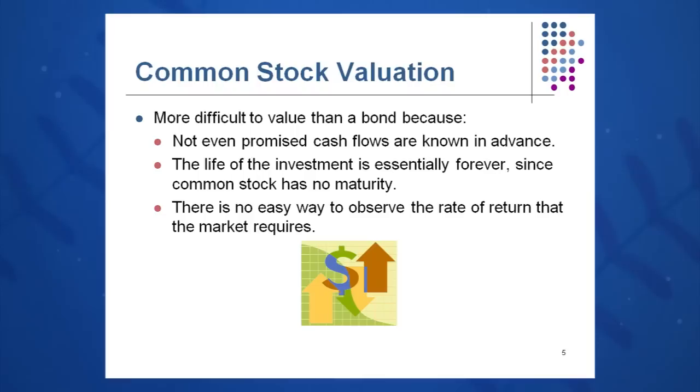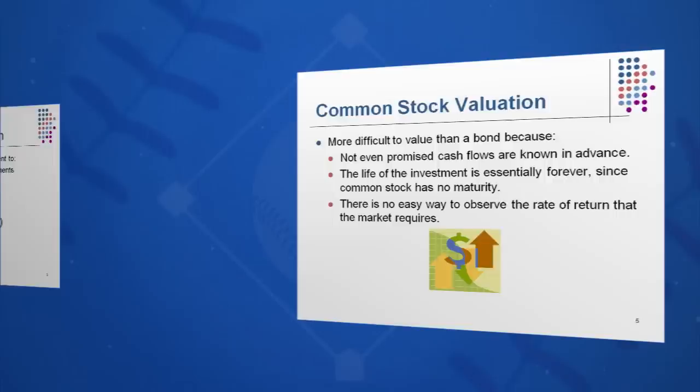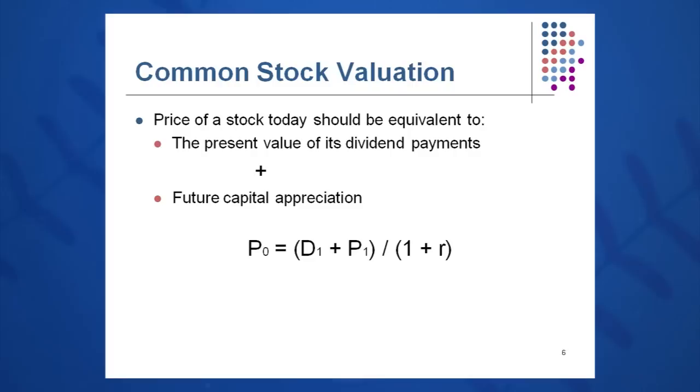There is no easy way to look at the required rate of return as you can with the bond market, so it's a little bit more difficult to value. So what is the price of the stock today? It's equal to the present value of the dividends plus some price in the future, all discounted back to today.